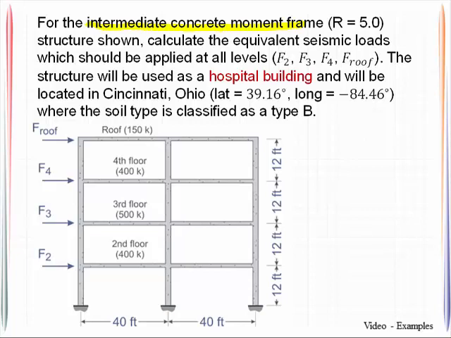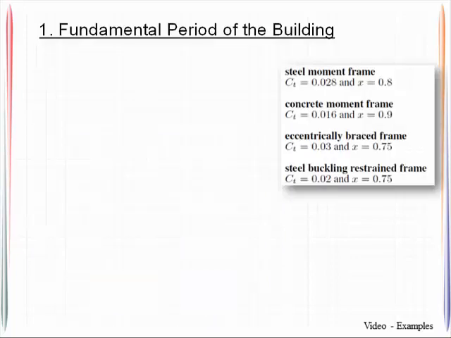We're also being told that it is a hospital and that it is located in Cincinnati, Ohio, which has this particular latitude and longitude. And finally, we are told that the soil type on which it is being built is what is called a soil type B, which is a fairly stiff soil. So we will go through the process here to compute what the story forces are. That is these F2, 3, 4, and the force that should be applied to the roof. That would be equivalent seismic loads.